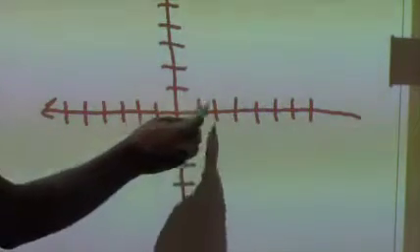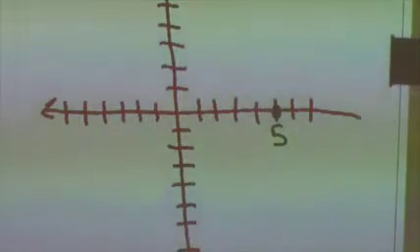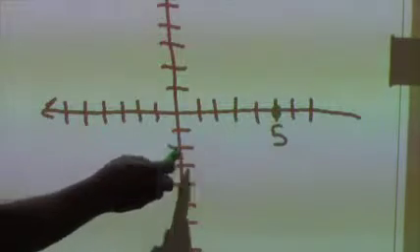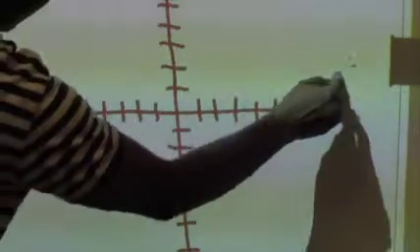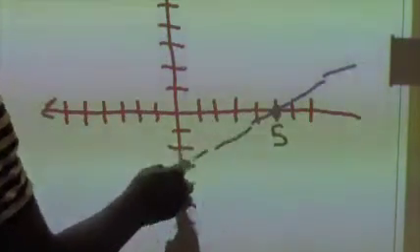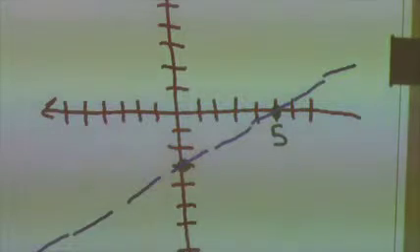Let's mark our 2 points. I'm going by ones here. My x-intercept is 5: 1, 2, 3, 4, 5. My y-intercept is negative 3: 1, 2, 3, negative 3. And we have just less than, so our line is going to be a dotted line. Our solution can either be up above this line or below this line.